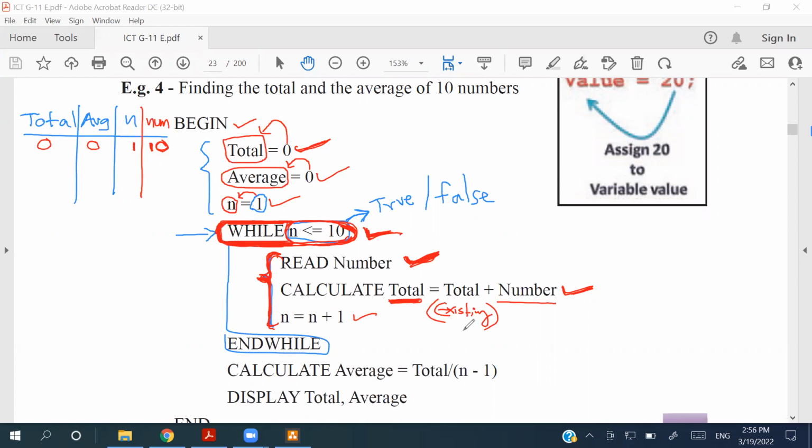The existing total is 0. It is given from here. And number is the one provided by the user, which is 10. So 0 plus 10 will happen. Finally, the total is going to become 10. People, is that clear? The existing total was 0, added up with the number which we provided, and then it was assigned to the total again.